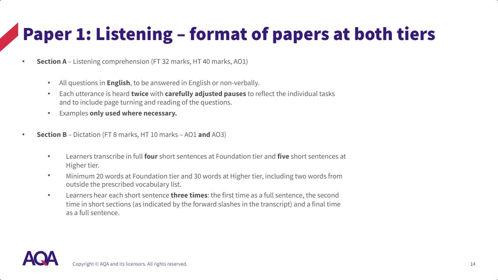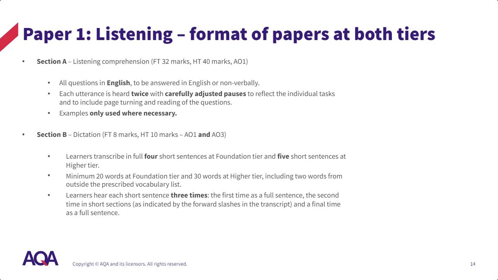We're the only exam board to have marks for both AO1 and AO3 in this task, so half of the marks are awarded for how well the student has communicated the meaning of the spoken extract, and the other half of the marks are for how accurately they have transcribed the sentences. We're confident that with the split of marks between AO1 and AO3, all students can gain marks from this task and feel successful. At each tier, there are 2 words from outside the vocabulary list, as this is a requirement, and this will be the same in every exam series.